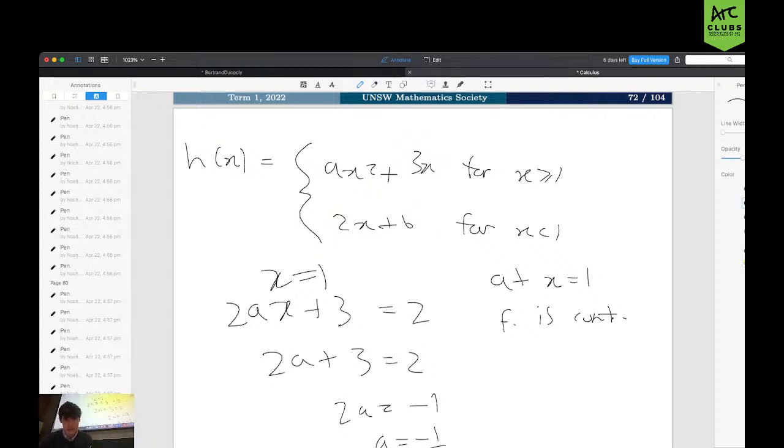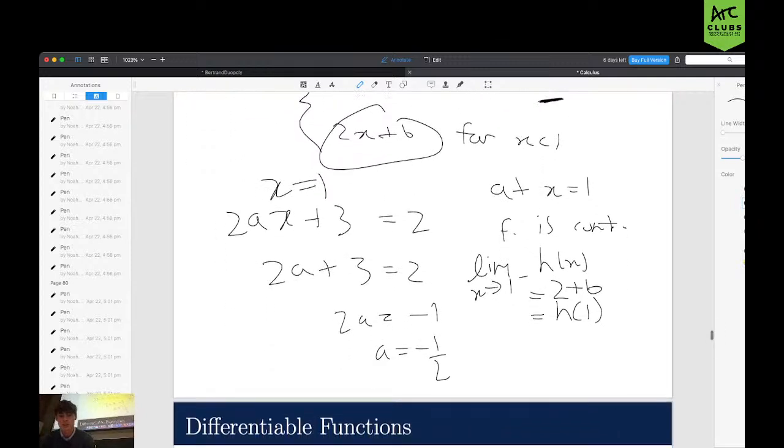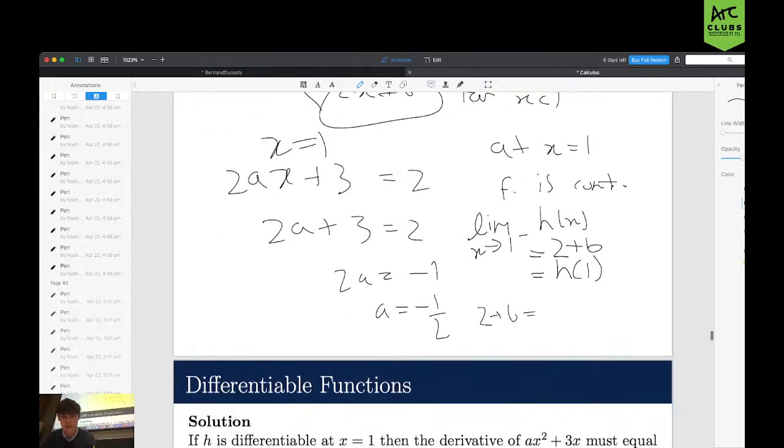So if we look at the left-hand limit, the limit as x approaches 1 from the left of h of x, we're looking at this branch of the function, and this limit is just going to be equal to 2 plus b, right? And this needs to be equal to the value of the function at the point. We know that h of 1, because 1 is actually inside here, is equal to whatever this is where x equals 1. And because we found a, that's simply going to be a half plus 3, which is 5 on 2. So in other words, 2 plus b must be equal to 5 on 2. And that gives us b equals a half. And that's the question done. So we found the values of a and b.